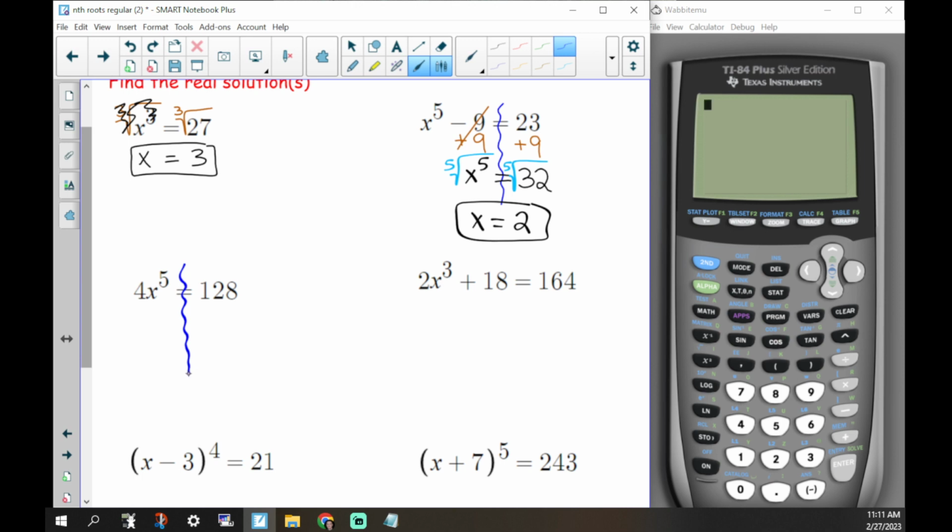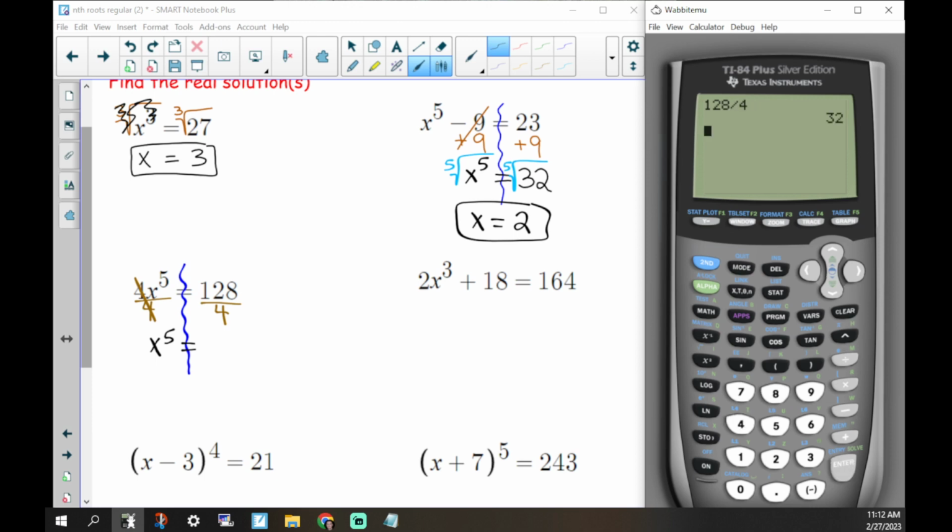We got 4x to the fifth power. That means 4 times x to the fifth power is equal to 128. We need to undo that multiplication. To undo that multiplication, we must divide each side by 4. That'll get rid of those 4s. It'll leave us with x to the fifth power, equal to whatever 128 divided by 4 is, which is 32. Looking very eerily similar to the previous problem we just did.